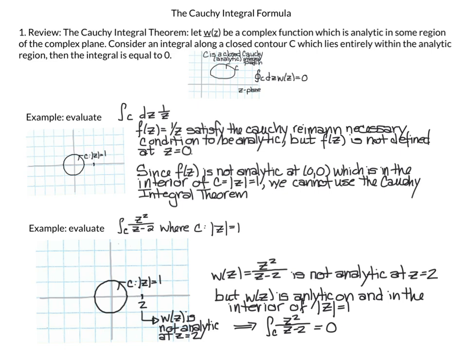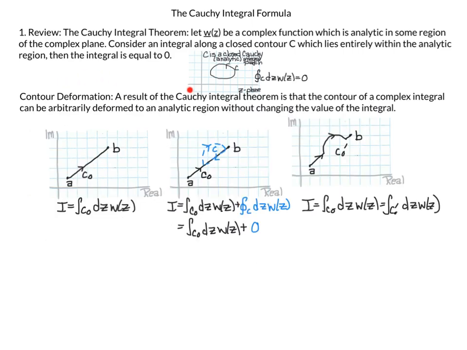This is really such a great theorem because when you have a closed curve and you're analytic, you don't have to do anything. You just get to say equals 0. And a direct result of the Cauchy integral theorem is contour deformation. That says that the contour of a complex integral can be arbitrarily deformed into an analytic region without changing the value of the integral. And to see that, we have these three pictures.